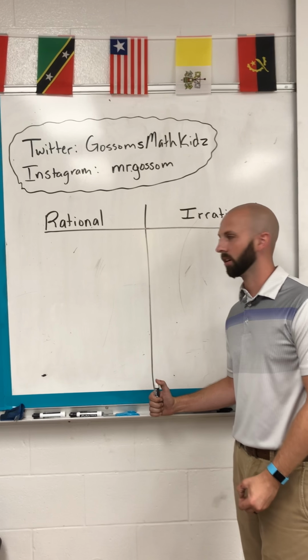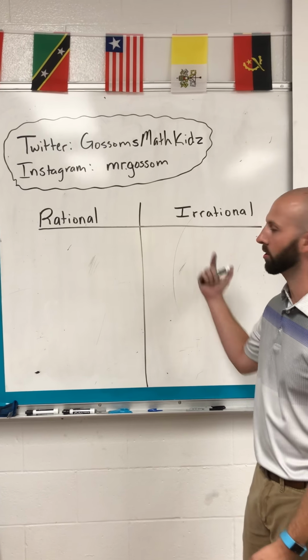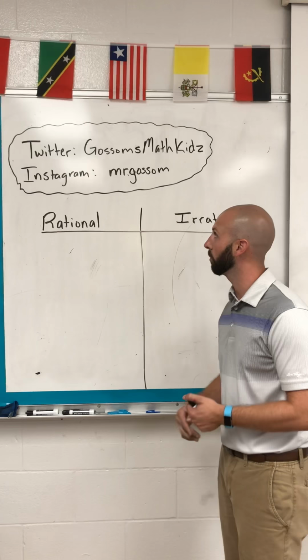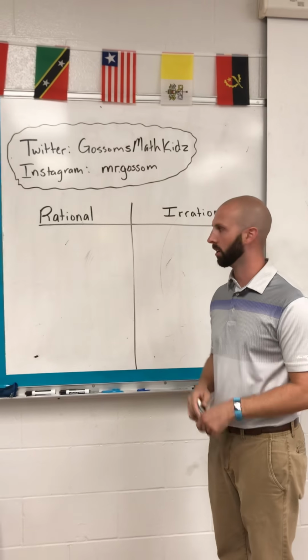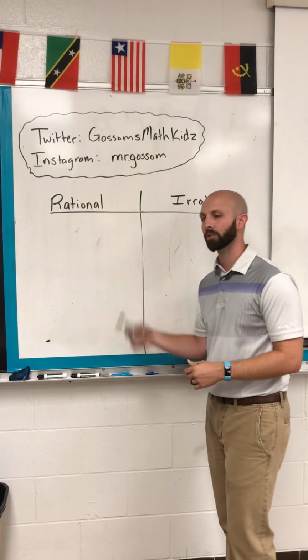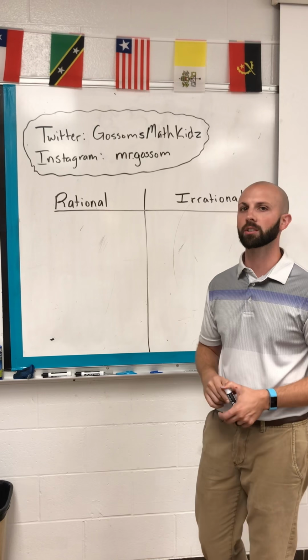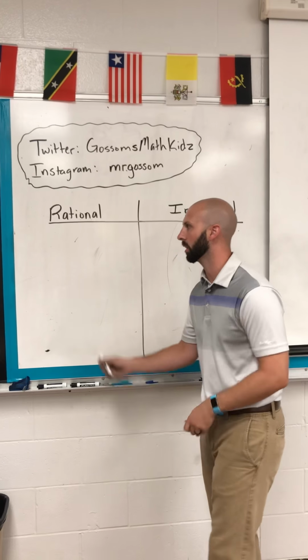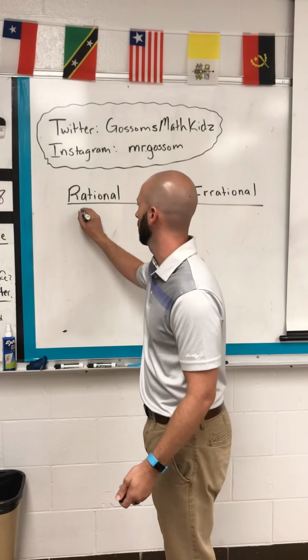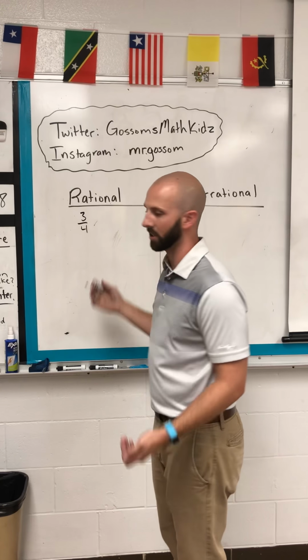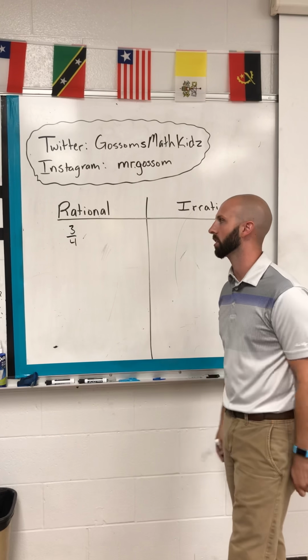What's going on, guys? We're here to talk about rational and irrational numbers. We're just going to do quick examples. So first of all, a rational number can be written as a fraction. So some examples of that would be obviously a fraction. So there's an example. 3/4 would be rational.